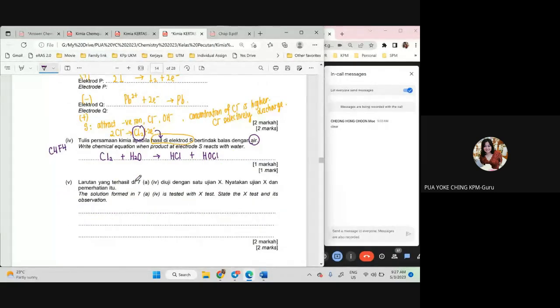Next. Larutan yang terhasil di 4 diuji dengan satu ujian X. Nyatakan ujian X dan pemerhatian itu. Okay, how you test this one? You have HCl, you have HOCl.